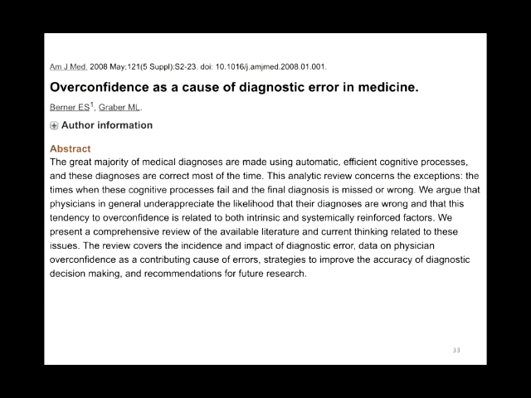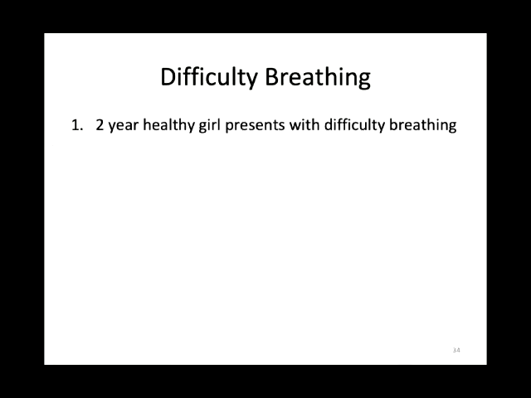And indeed, overconfidence has been recognized as a cause of diagnostic error in medicine. And they state physicians in general underappreciate the likelihood that their diagnoses are wrong. And this statement underpins many of the biases that I'm going to give you a brief description of in the following slides. Here's a similar question. Difficulty breathing. A 2-year-old healthy girl presents with difficulty breathing. What is your differential diagnosis?